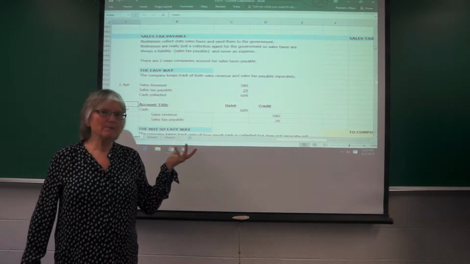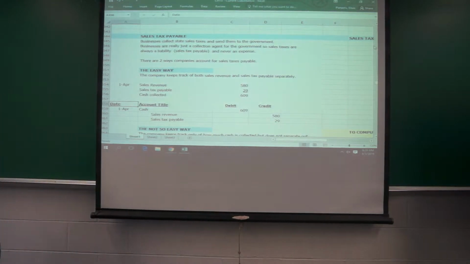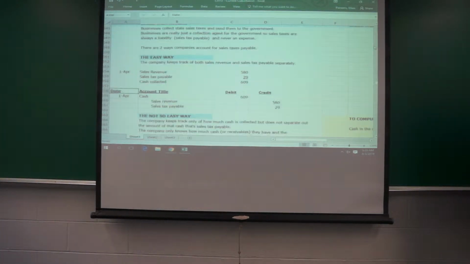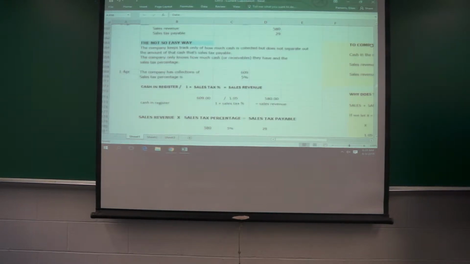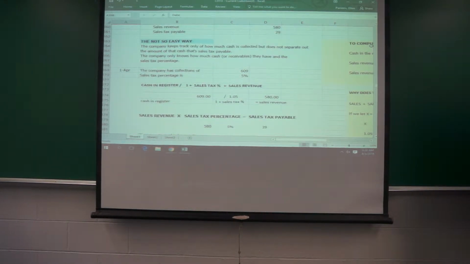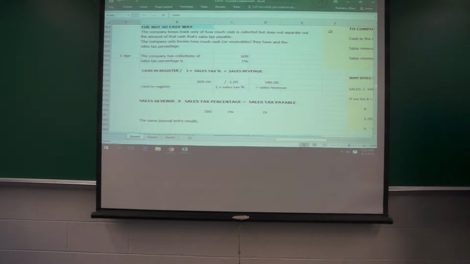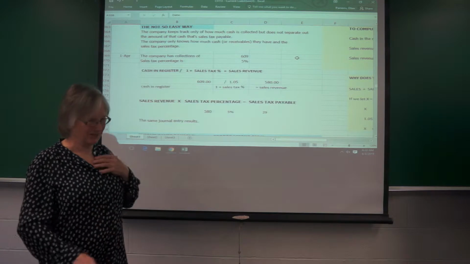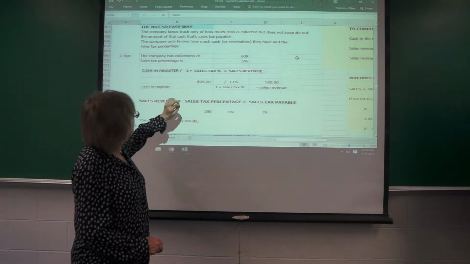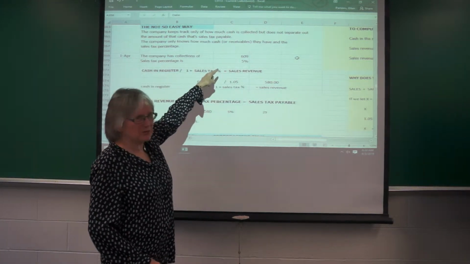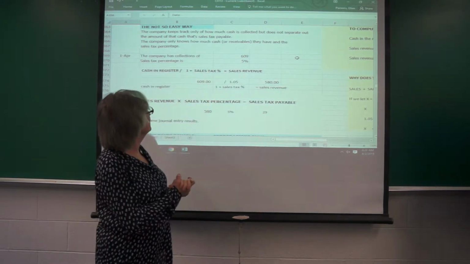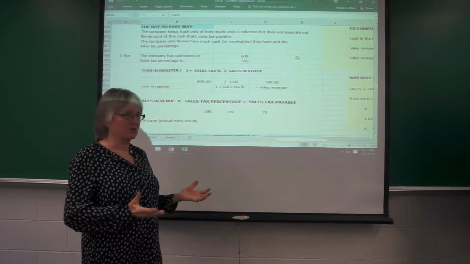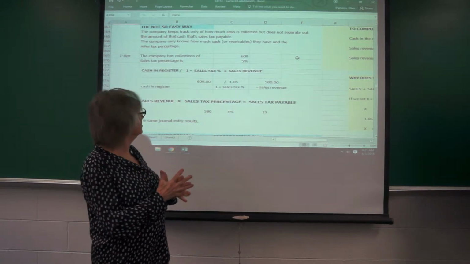The way most companies do it, or the other way of doing it, is they just throw all the cash or the receipts in the drawer, and then at the end of the period, they have to figure out, well, how much is sales and how much is sales tax? Because all they know is that they got $609 in the drawer, and the sales tax percentage is 5%.